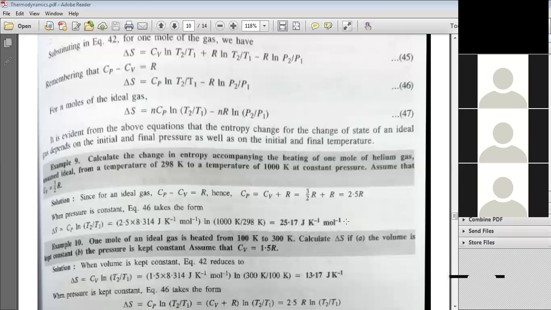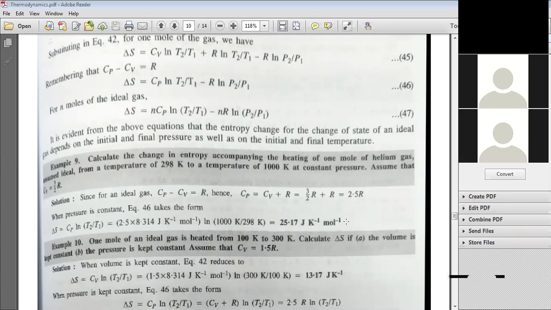In objective type questions, what we do is make the initial and final temperature in such a way that this log term becomes quite easy for calculation purposes. So you can expect such types of questions in your exam also. Definitely in competitive exams, these types of problems play an important role.